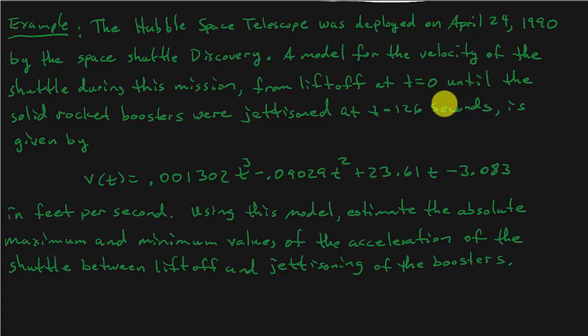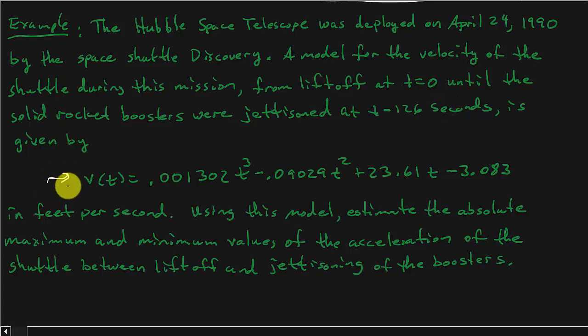It says the Hubble Space Telescope was deployed on April 24th, 1990 by the Space Shuttle Discovery. A model for the velocity of the shuttle during this mission from liftoff at t=0 until the solid rocket boosters were jettisoned at t=126 seconds is given by this velocity function, and it's in feet per second. Using this model, estimate the absolute maximum and minimum values. Okay, so we're looking for absolute maximum and minimum values of the acceleration of the shuttle between liftoff and jettisoning of the boosters.